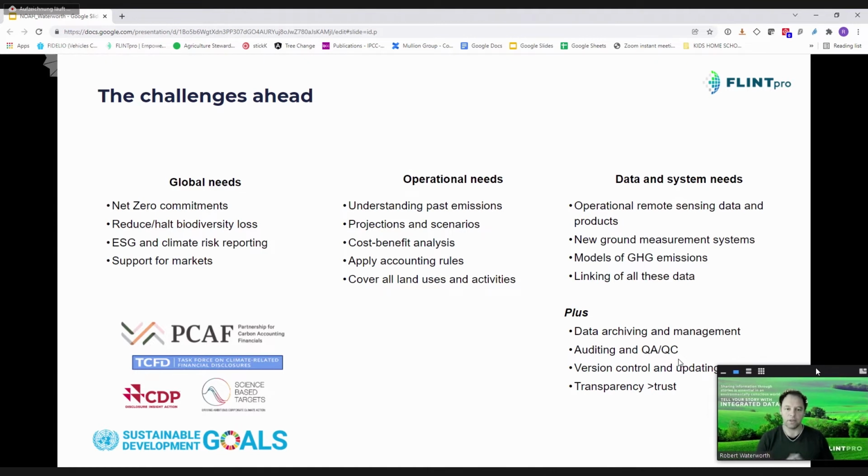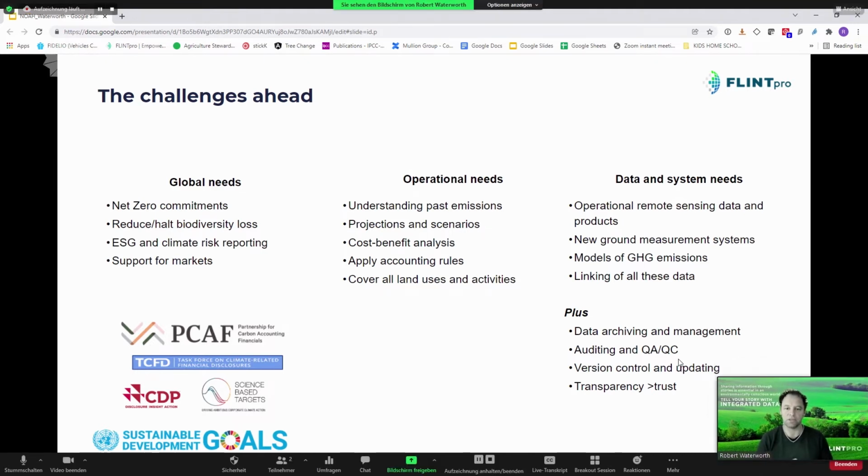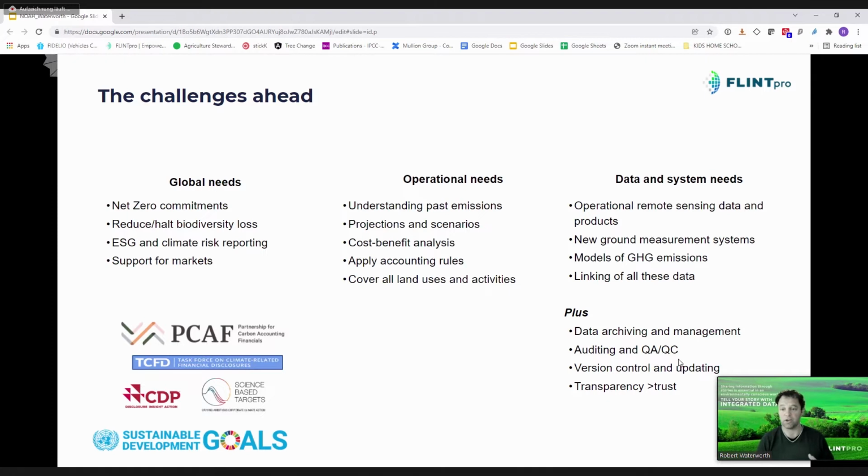We're really looking at things like how are you going to estimate not just your past emissions, but also do projections, scenarios, cost benefit analysis, look at all the different accounting rules, potentially standards and markets, and not just looking at a piece of land like some forest or some agriculture, but actually looking across a landscape and thinking about it as a connected, holistic piece of land to be managed.